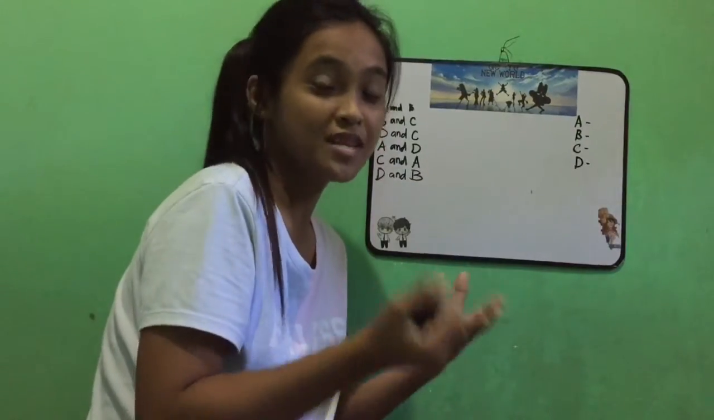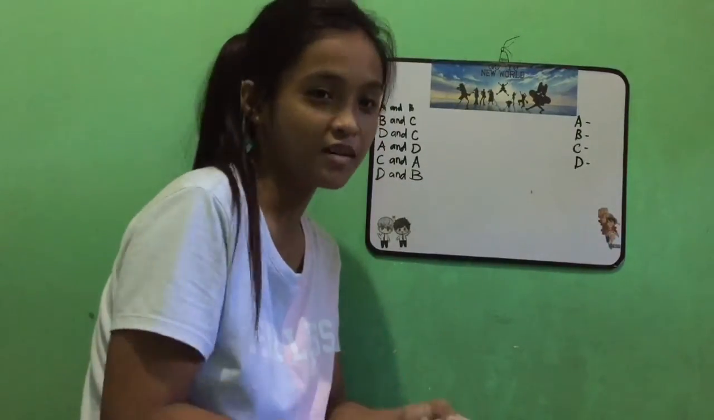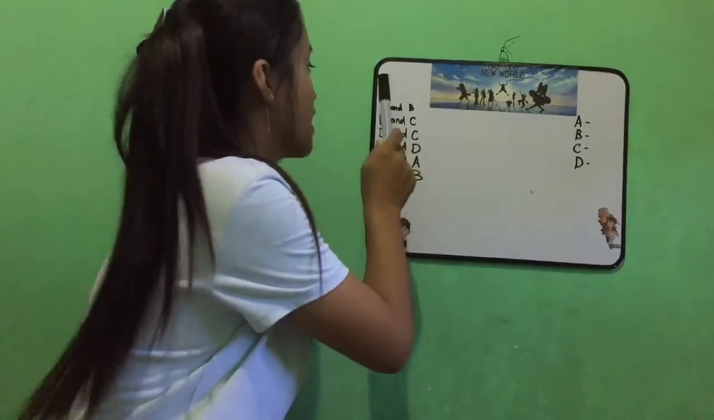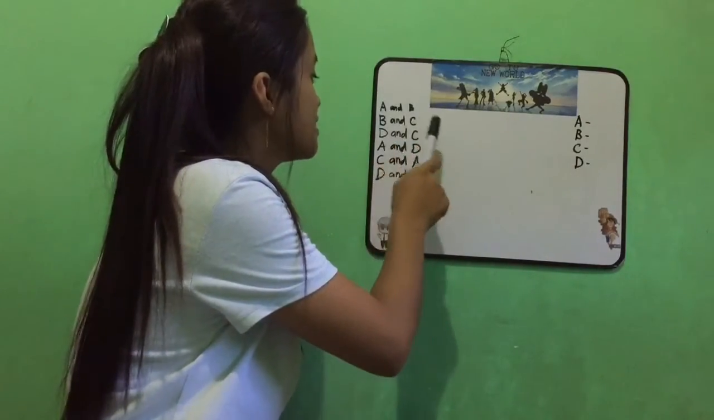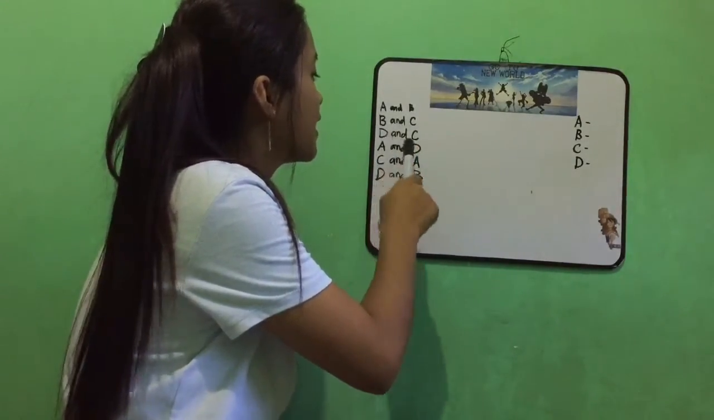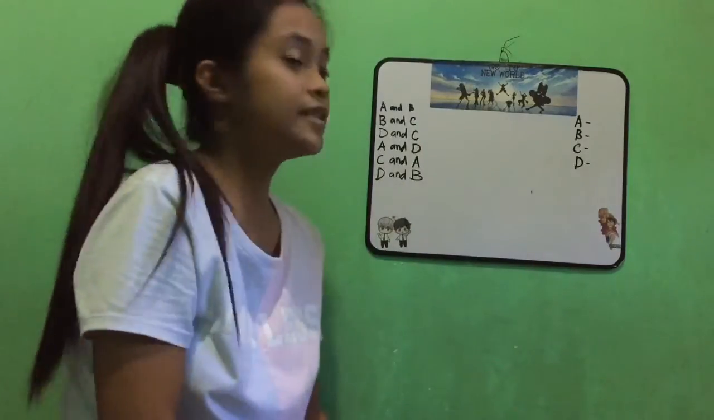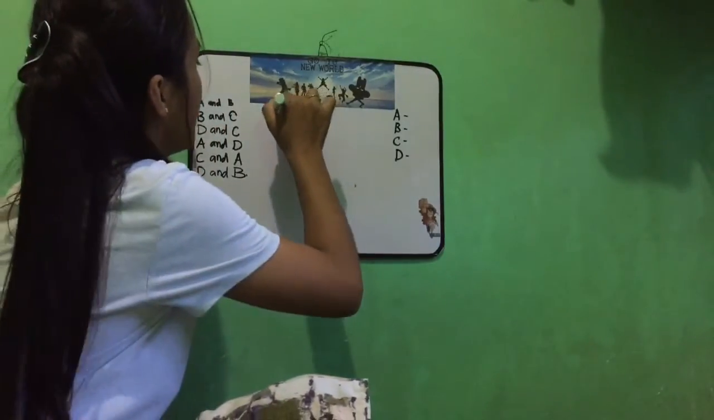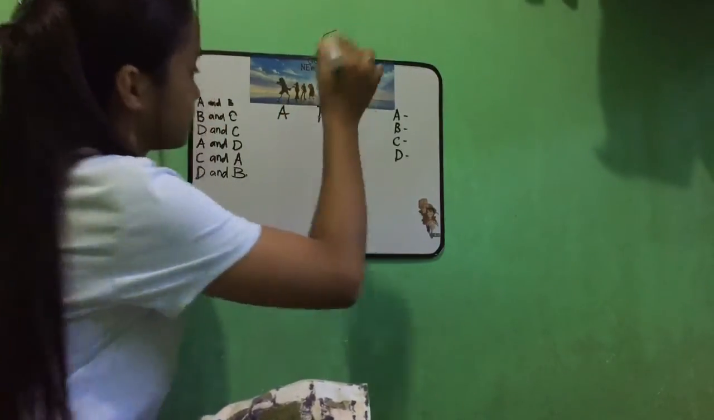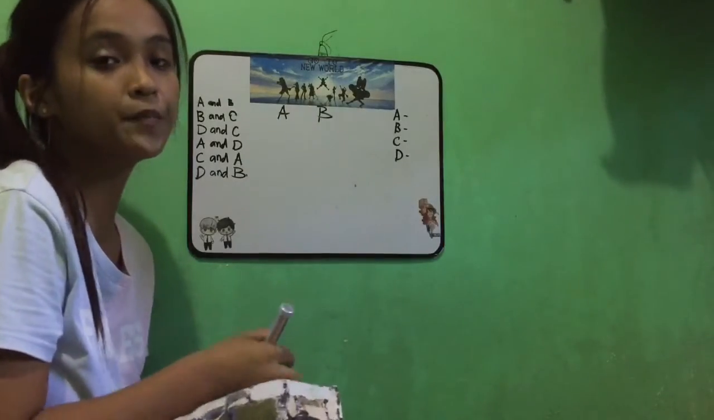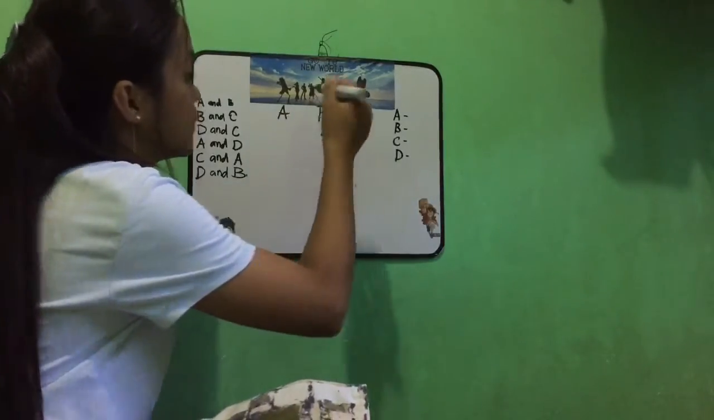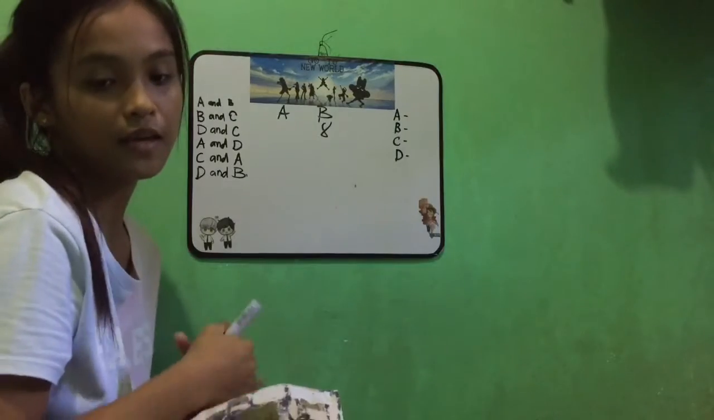What are those 6 pairs we need to contrast? They are A and B, B and C, D and C, A and D, C and A, D and B. Now let's solve for the first pair, which is A and B. In the first column, B will have 8 votes since it appeared earlier than A.